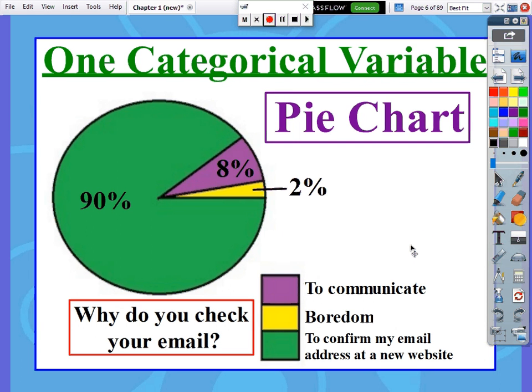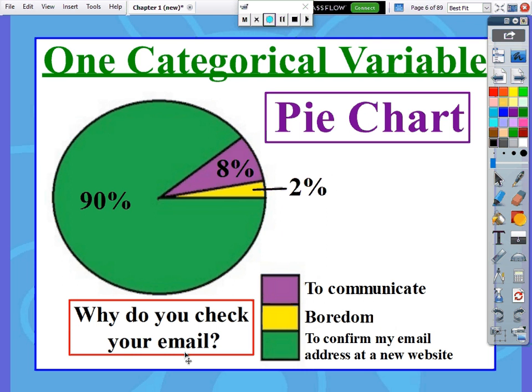So if we wanted to graph now one categorical variable, you might use, for instance, a pie chart. And I know pie charts aren't new to you guys. These are relatively old things that you've seen many, many times in maybe different textbooks or in newspapers, if you guys even know what newspapers are anymore, or on websites. You guys know what websites are.